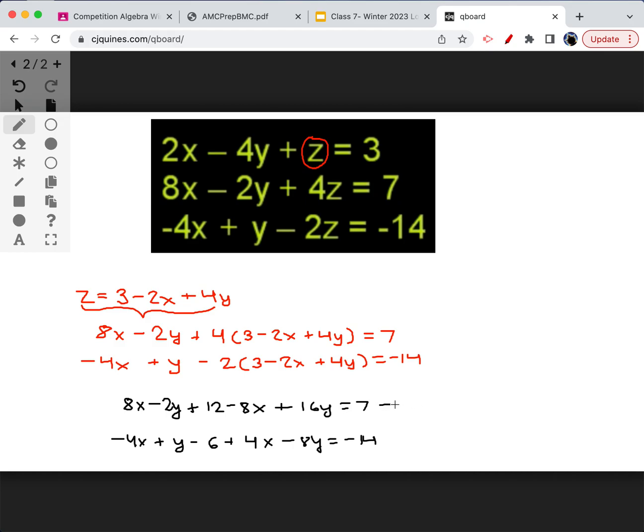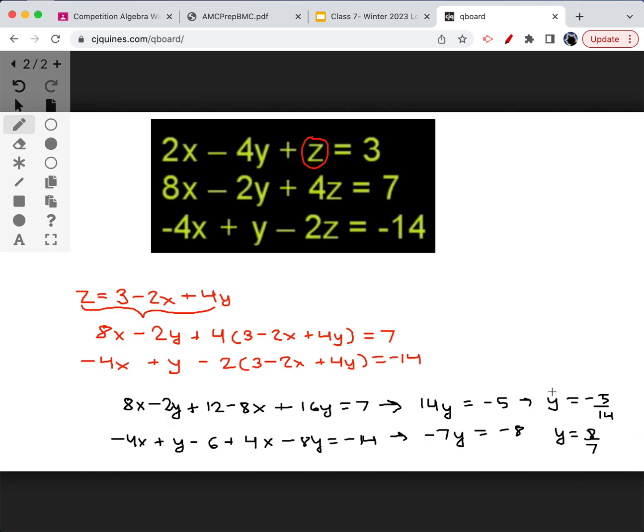So if you simplify this equation, you get 14y is equal to minus 5. And if you simplify this equation, you get minus 7y is equal to minus 8. So then if you solve for this, you get y is equal to minus 5 over 14 and y is equal to 8 over 7.